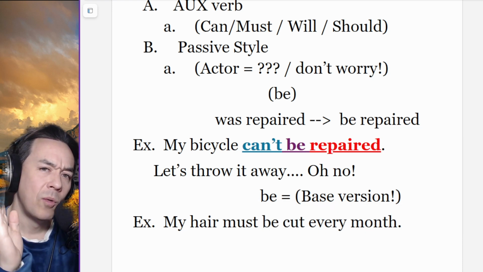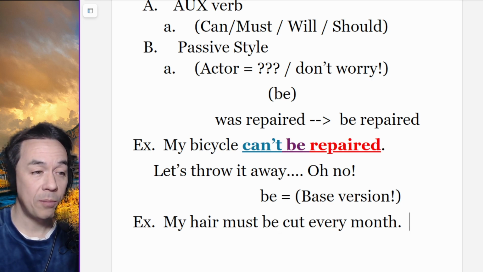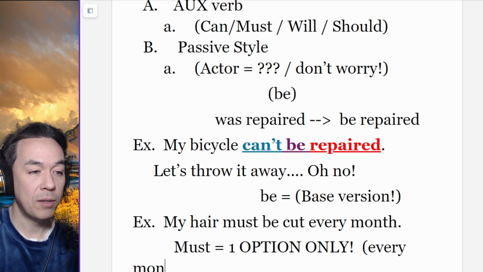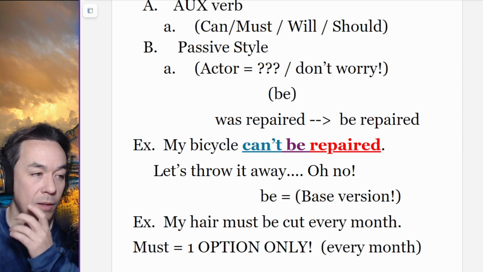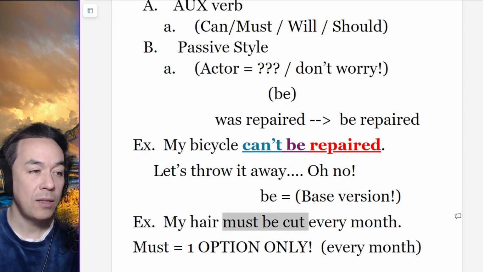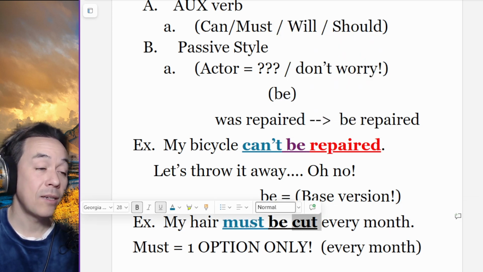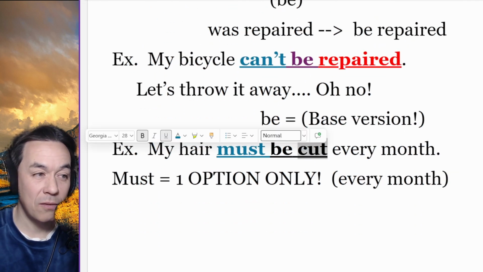That means every 2 months? No. Every 3 weeks? No. The only option, must means one option only. In this case, every month. That's what I'm communicating. Okay? So must be cut. And same thing. Must is the auxiliary. We'll make that blue. Cut. Actually, yeah, this is another annoying thing. Cut. The past tense version of cut is cut.